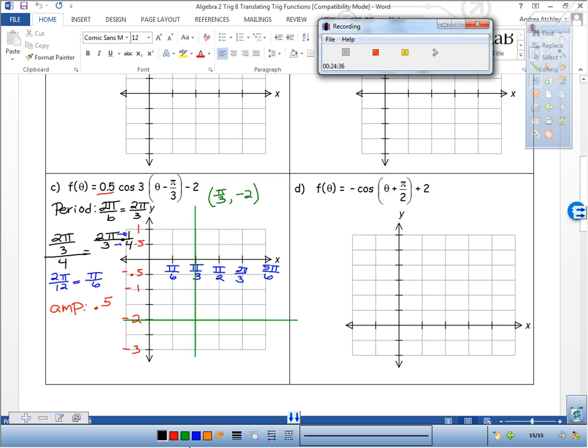Okay. So we have to remember the pattern of cosine. Where does cosine start? At the amplitude. Now again, remember this is our new x-axis. So from here, where is our amplitude? At 0.5. From here, we're at 0.5. So this is my new point. From here, I go up 0.5.